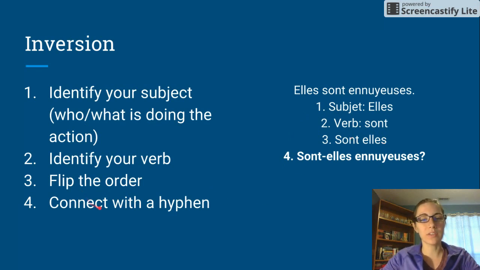And then we actually have to connect with a hyphen. You always, always, always have to connect your verb and your subject with a hyphen. Otherwise, your subject will run away and it'll find its own meaning. It will find a different meaning, and that doesn't work very well, okay? So we have sont-elles ennuyeuses? Are they boring?